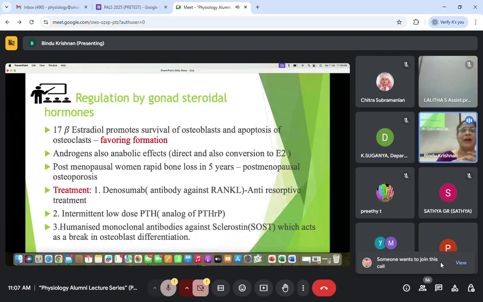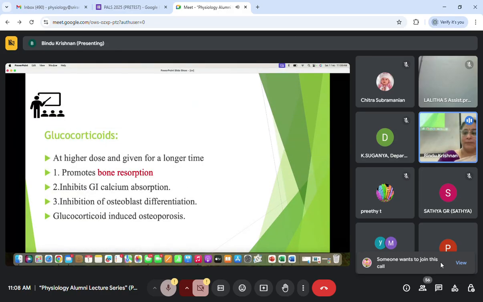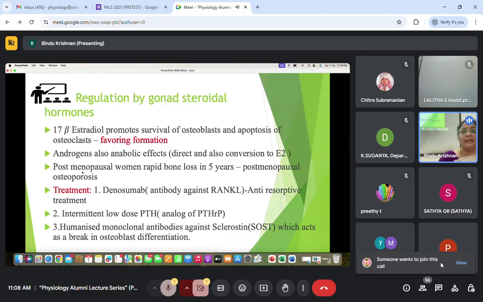So from both, they have this bone formation favoring beneficial effect. But it is harmful in postmenopausal women, where there is rapid bone loss. We use the term postmenopausal osteoporosis because we know that the estrogen and progesterone functioning from the ovary becomes less, right? So this is the reason for postmenopausal osteoporosis. And we have already seen the treatment plan.